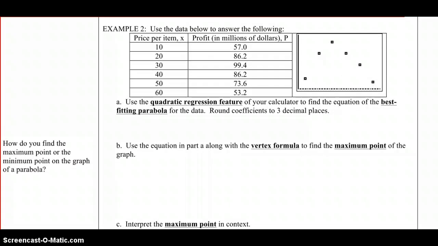So now we're asked to use the data below to answer the following. So we were given price per item and the profit in millions of dollars. Okay, so this is our explanatory variable and our response variable. So in the scatter diagram that's been given here, this is our price per item, and this axis would be our profit in millions of dollars. So we're asked to use the quadratic regression feature on our calculator to find the equation of the best fitting parabola, and we're asked to round the coefficients to 3 decimal places.